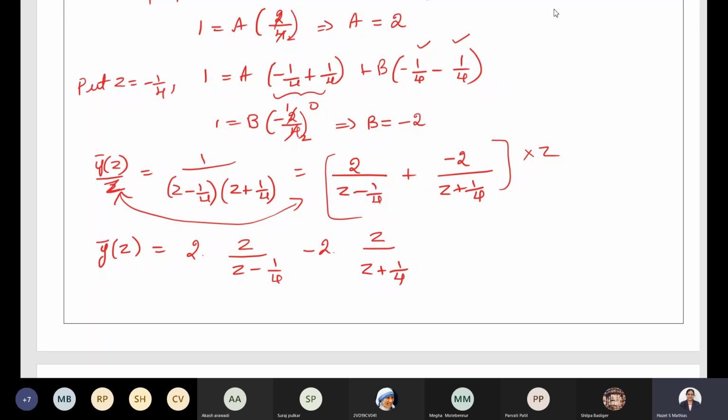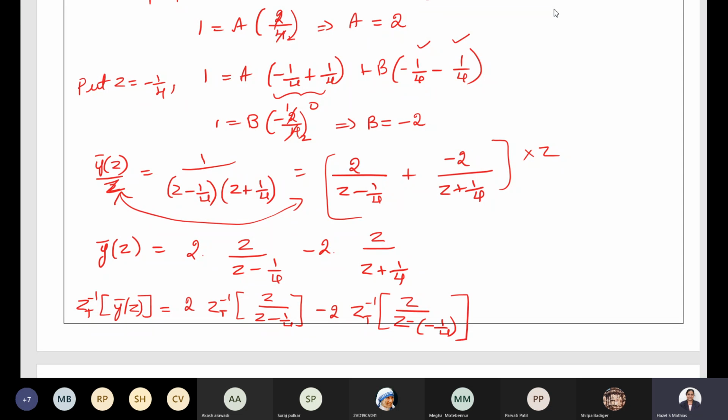In order to find the solution, apply inverse z transform because we need to find the inverse z transform. Then only we will get the solution, which is yn. Z inverse of y bar of z. So what do we get? Z inverse of y bar of z is 2 times inverse z transform of z by z minus 1 by 4, minus 2 into inverse z transform of z by z plus 1 by 4. This z plus 1 by 4 I can write as z minus of minus 1 by 4.